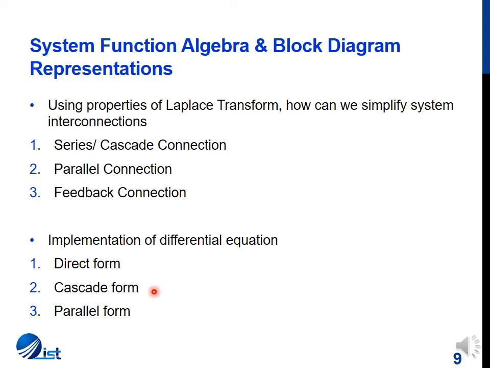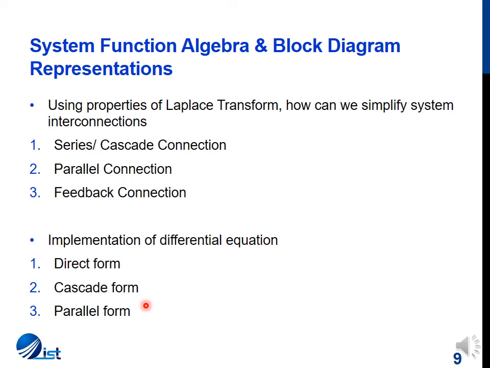Then in the cascade form, we saw how we can break the given transfer function into simpler, smaller first order transfer functions and implement the system in cascade. We saw that in cascade there are multiple implementations possible for a single transfer function and all of them lead to the same transfer function, so any one can suffice for us.